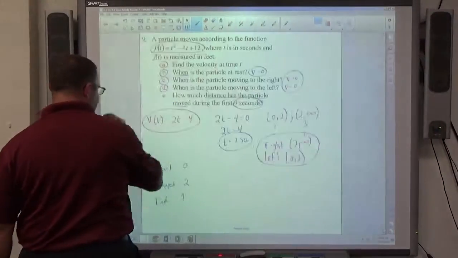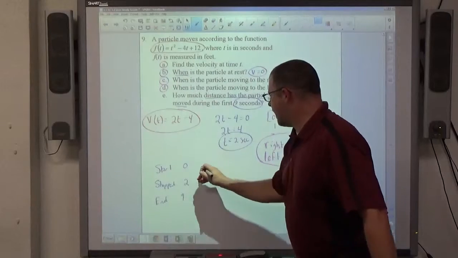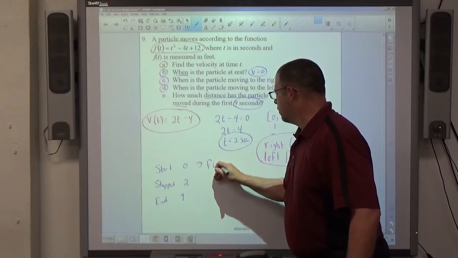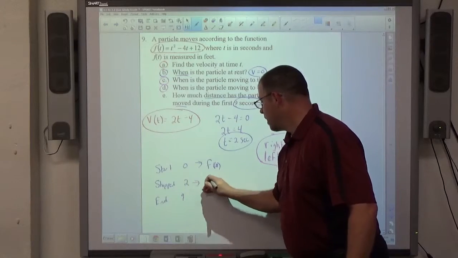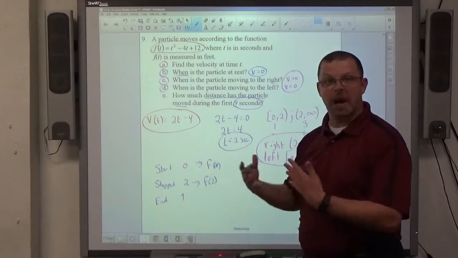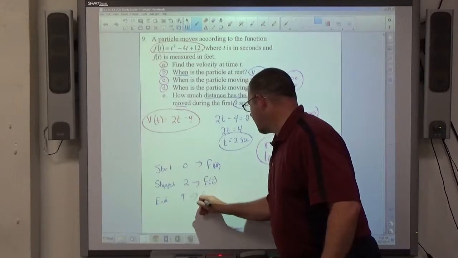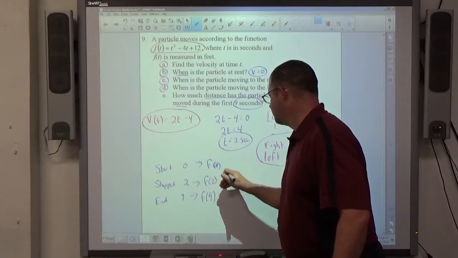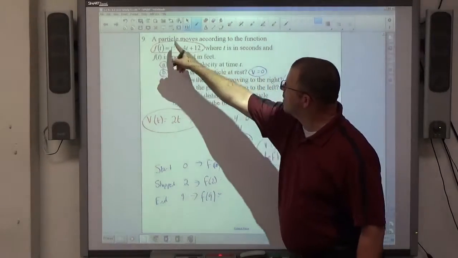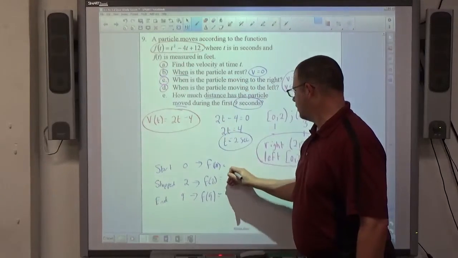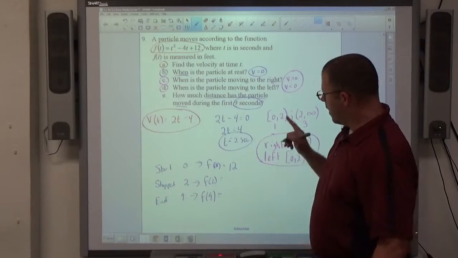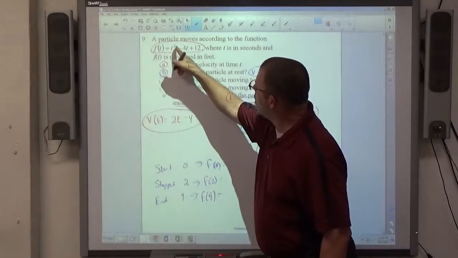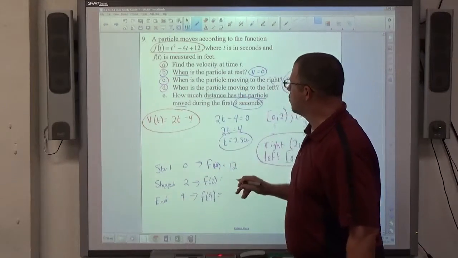So what I want to find out here is f of 0, where was it when we started? F of 2, where was it when it stopped moving? And f of 9, where was it at the end? Okay, f of 0 means 0 minus 0 plus 12. So its initial spot is 12 feet. F of 2, 4 minus 8 is negative 4 plus 12 is 8.